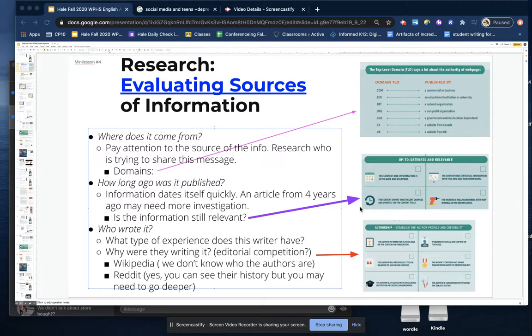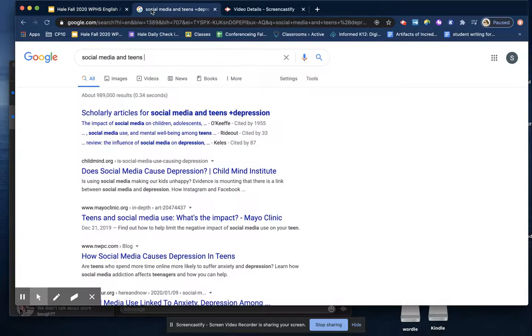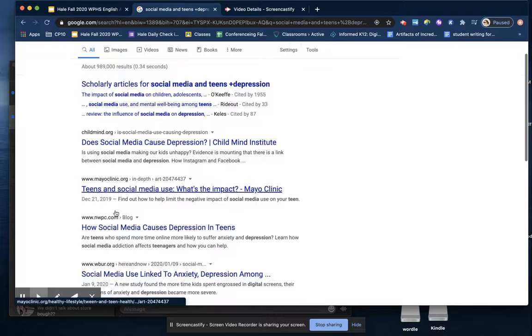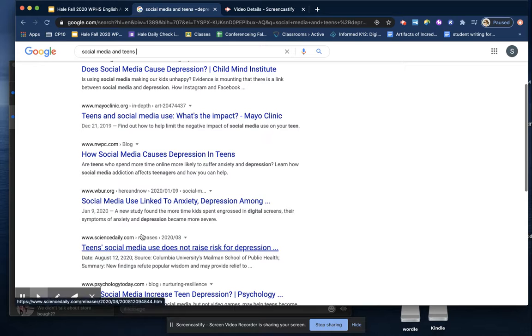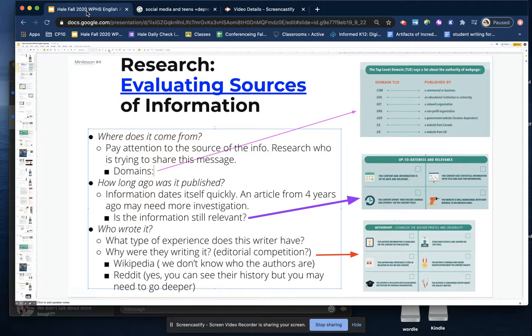But I do want you to have a little bit of information about where your information is coming from and be able to at least notice a handful of things. The first thing I want you to notice is what kind of source it comes from. Specifically, I'm talking about the domains and what the different domains mean. Anytime you go to a website, I'm going to open something up right here, childmind.org, mayoclinic.org, nwpc.com. So I have orgs, coms. Whatever comes after that dot is called the domain type.